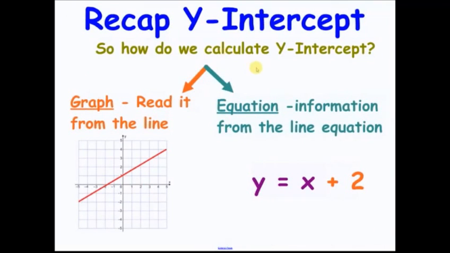Okay, so let's have a very quick recap on y-intercepts. When you're given a graph of a line, the y-intercept is where it cuts our y-axis, for example 1 on this particular diagram. When you're given an equation, the information for the y-intercept is really obvious. It's whatever we add or subtract to our x term. So in this case, our y-intercept will be at +2.